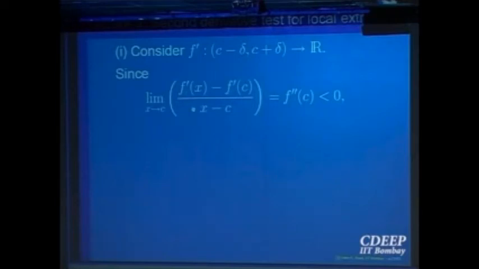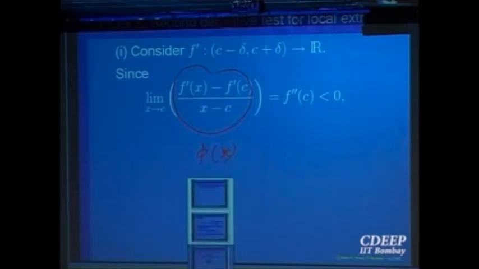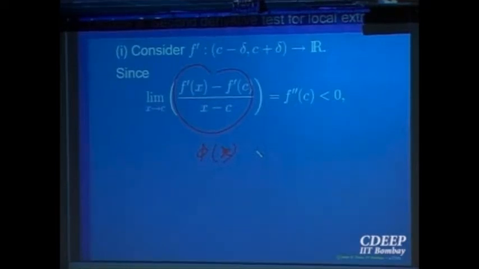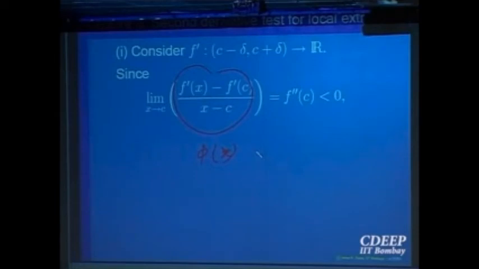So let me call this whole thing phi of x. It is a function phi of x, right? It depends on x. c is fixed. As x goes to c, that limit is less than 0. So what can you say about phi x? Can you say something about phi x? Limit as x goes to c of phi x is less than 0. The limit is less than 0. The function should be negative in a neighborhood of that point.